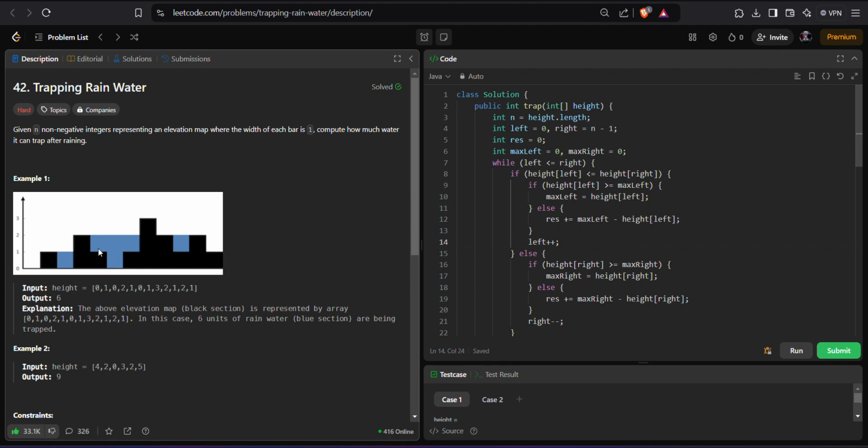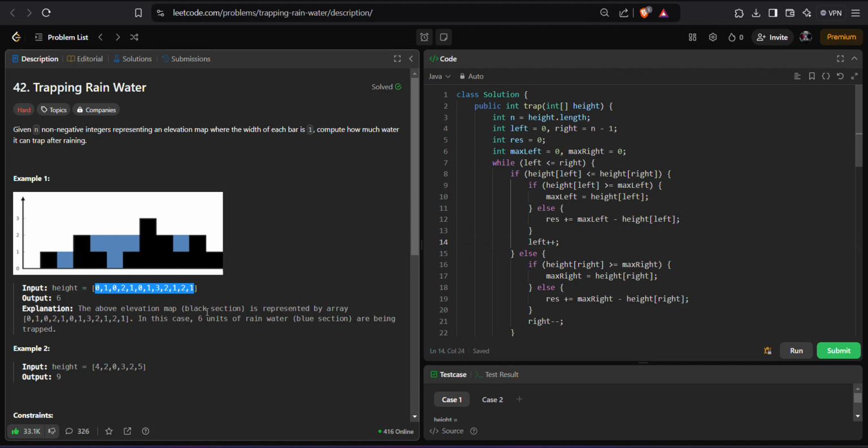Because as you can see, the water stored by the fourth bar is 1 unit of water. How can it be calculated? The left max of the bar is 2 and the right max is 3. So the minimum of 2 and 3 is 2, and 2 minus the current height 1 is 1. So this particular 1 unit of water is stored in this form, and we need to calculate this for every bar, right?